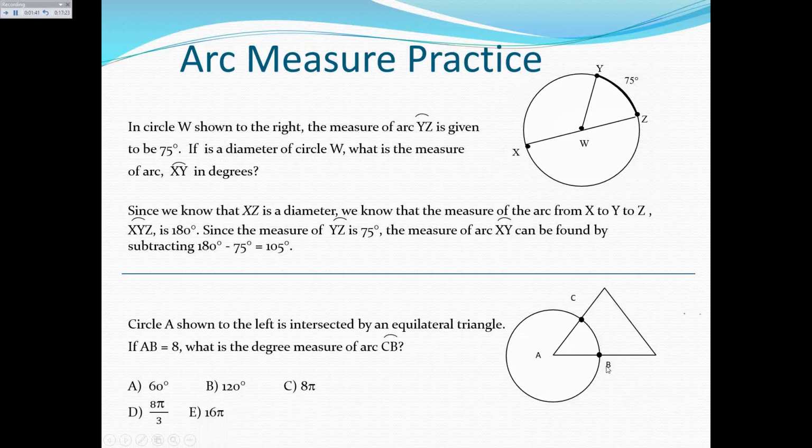We know it's an equilateral triangle, so each one of these angles has to be 60 degrees, right? So if this angle is 60 degrees, what's the measure of CB? It doesn't make any difference that the length of that line is 8. That's just extraneous information. If we know it's equilateral, we know this angle right here is 60 degrees, and whatever the measure of this angle is, the measure of the arc that is created by that angle is the same.